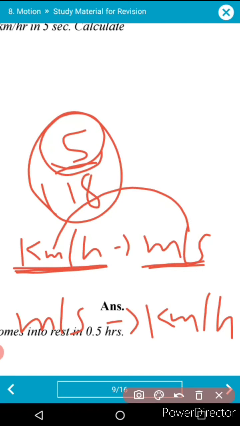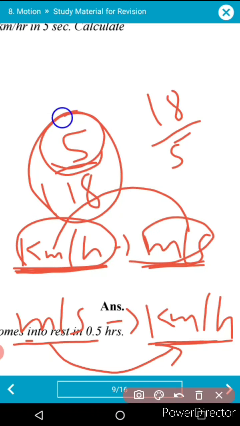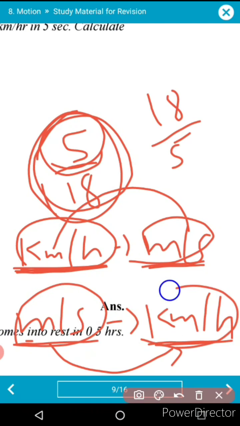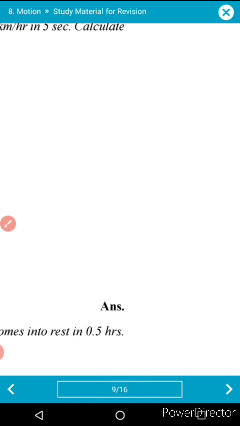Keep 5 by 18. Okay, but whenever we are going from meter per second to kilometer per hour, we are going from the lower value to the higher value, so keep the higher value upward and 5 below. So whenever you are dealing with kilometer per hour to meter per second, multiply with 5 by 18. Whenever you are dealing with meter per second to kilometer per hour, multiply by the factor 18 by 5. Understood? So now move towards the numericals.